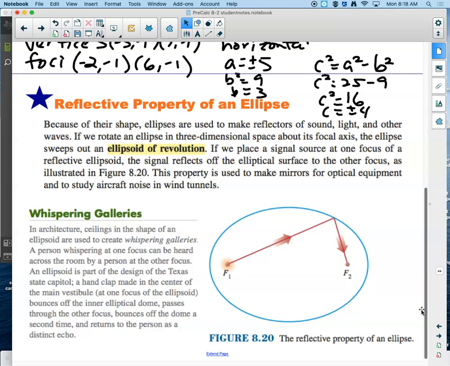And this one says the reflective properties of an ellipse. Because of their shape, ellipses are used to make reflectors of sound, light, and other waves. If we rotate an ellipse in 3-dimensional space about its focal axis, the ellipse sweeps out what's called an ellipsoid of revolution. If we place a signal source at one focus of a reflective ellipsoid, the signal reflects off the elliptical surface to the other focus, as illustrated in this photo right here. This property is used to make mirrors for optical equipment and to study aircraft noise in wind tunnels.